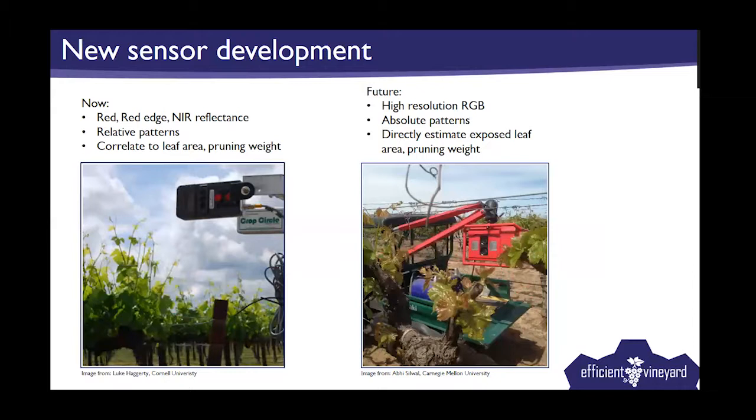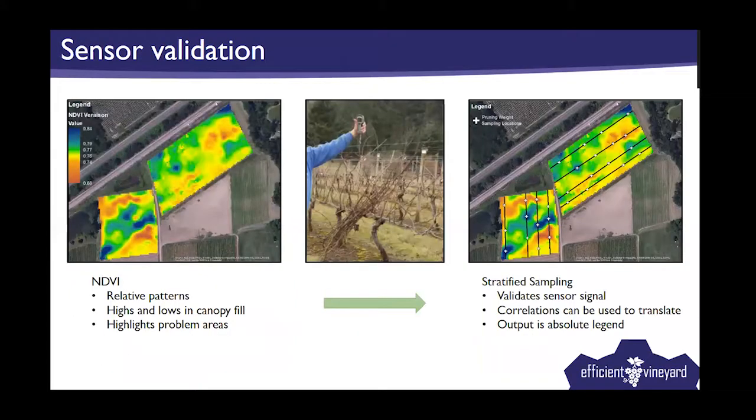But wouldn't it be nice if we had actual exposed leaf area measurements? Our colleagues at Carnegie Mellon University, whom we're going to cover in some webinars exclusively, are developing a tool that will be able to estimate that based on RGB images taken proximally in the vineyard. This is kind of the prototype, the technology out on the horizon. But in the meantime, we are able to translate maps via this method.